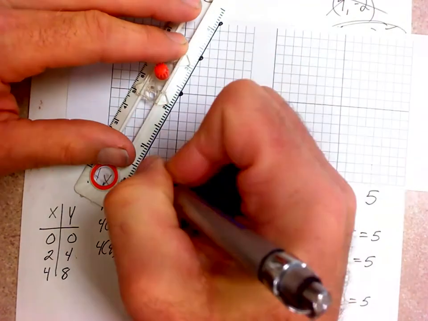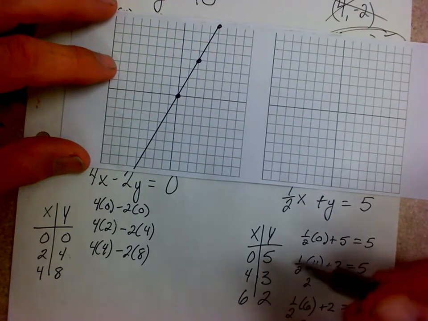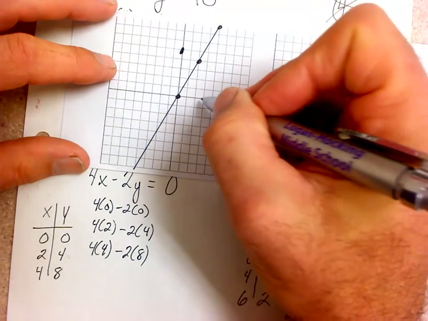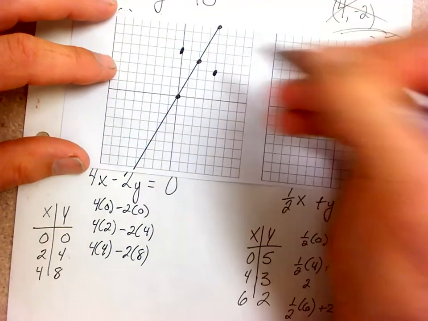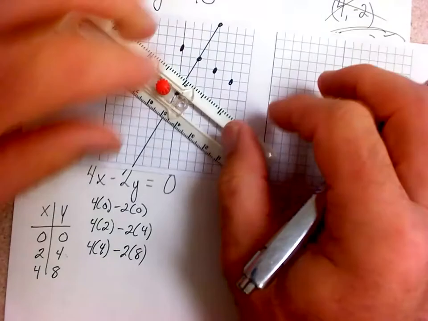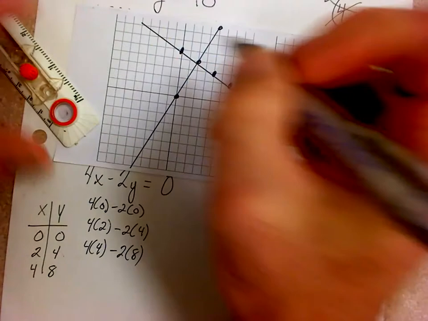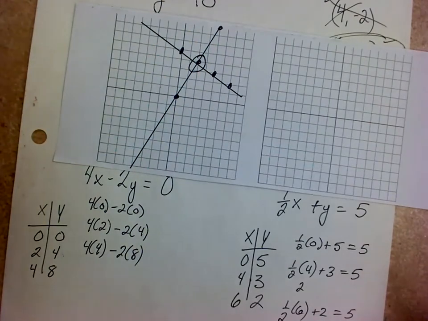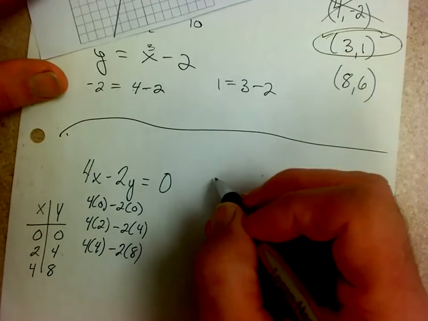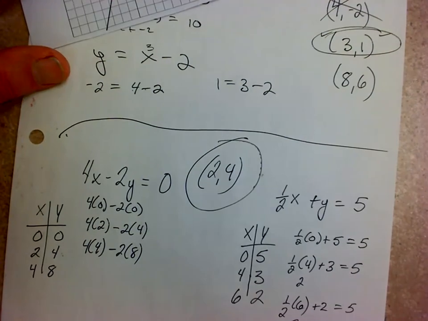And there's our first line. And if we graph our second line, starting at 0, 5, then 1, 2, 3, 4, and so on. If we draw the second line, we should notice, hey, they've got something in common. We have an intersection point right there. Their common intersection point is 2, 4.